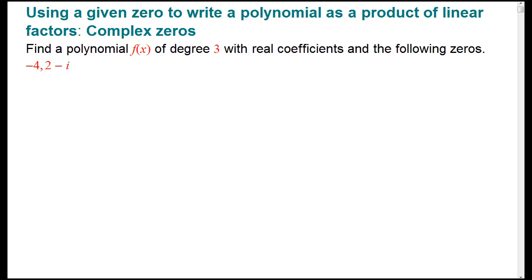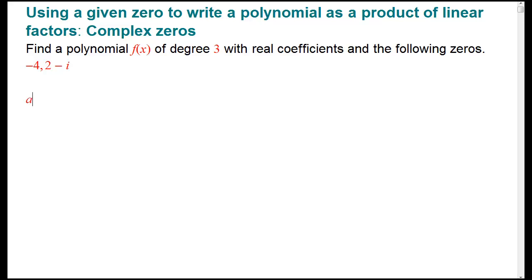So let's take a look at what happens if we are given some of the roots and you have to figure out the polynomial. In this case, we're working with polynomials with real coefficients. By the fundamental theorem of algebra, we know that if the polynomial has degree 3, it is going to have 3 complex zeros. We also know that since the polynomial has real coefficients and 2 minus i is one of the roots, then its complex conjugate 2 plus i must also be a 0.